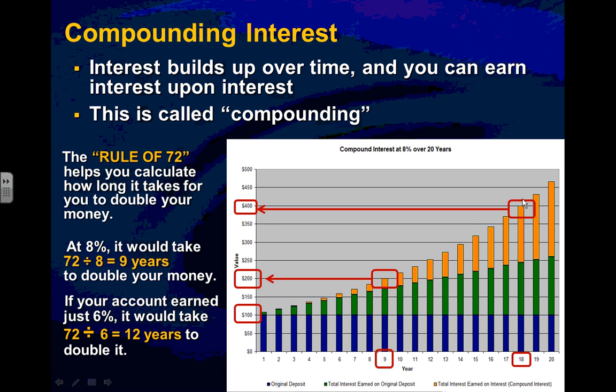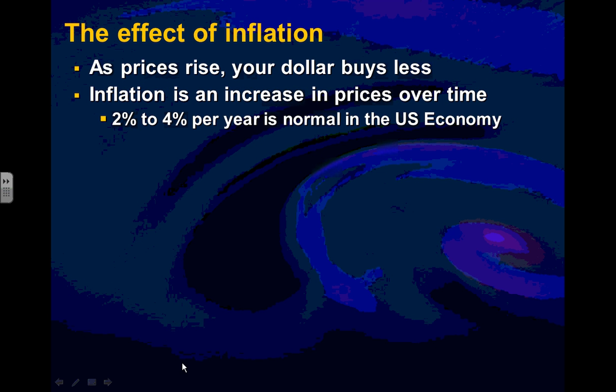The message is save early and let it ride. Don't take that money out of the bank. If you can start saving early at a young age, this will help you tremendously, especially when we talk about retirement later. Okay, we got to understand inflation, because you do need your money to grow, because prices go up in time. 2 to 4% per year is normal.